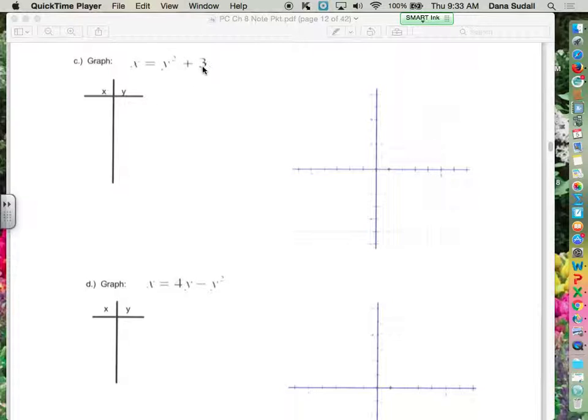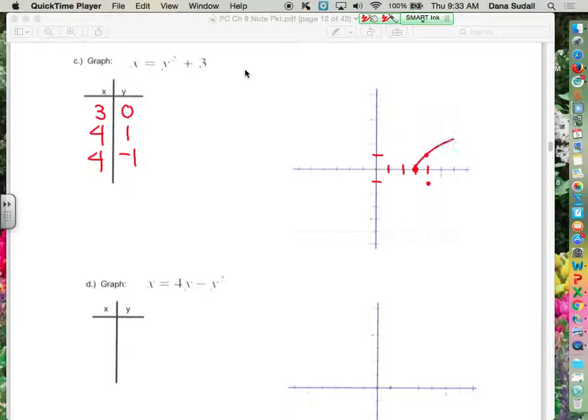So this one you can kind of think in terms of that standard form of the equation. Or like I said, I just pick some values here. So if I start with y is 0, 0 squared plus 3 is 3. If I pick 1, that's going to be 1 squared plus 3 is going to give me 4. If I pick negative 1 squared is 1, plus 3 is also 4. I'm going to start plotting those and see if I have both the top branch and the bottom branch of the parabola. So 3, 0, 4, 1, 4, negative 1.